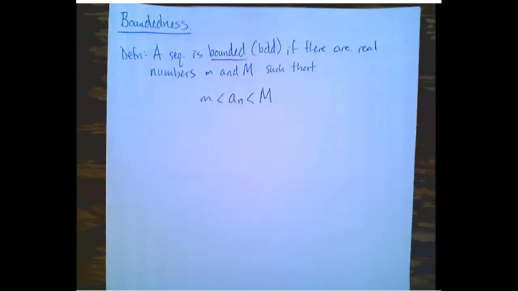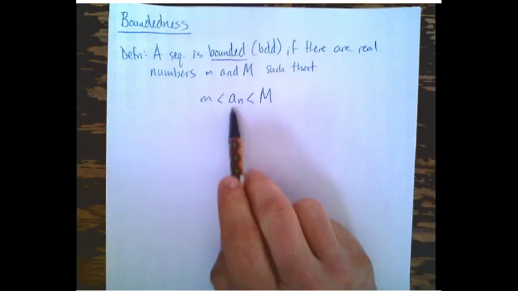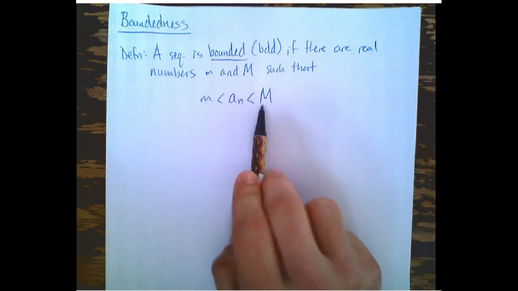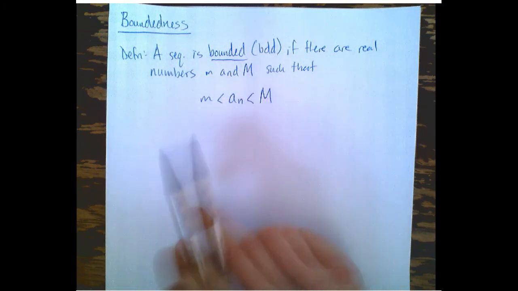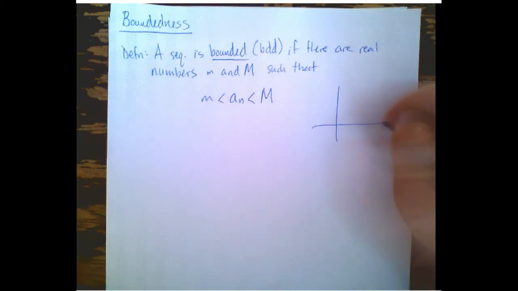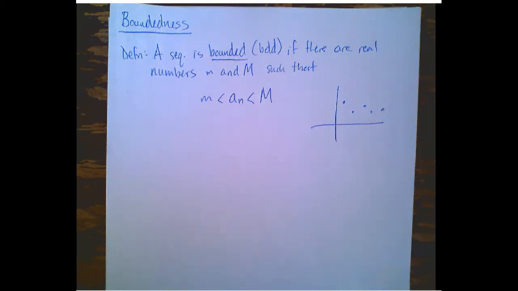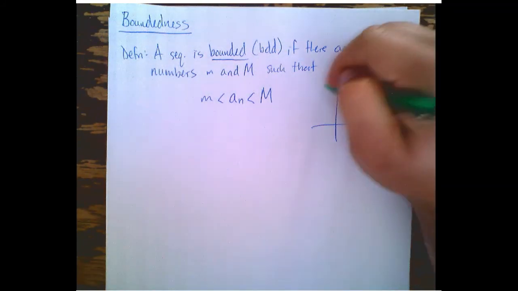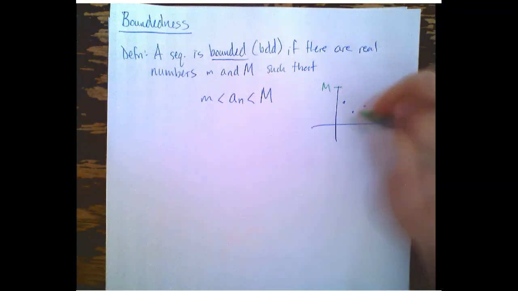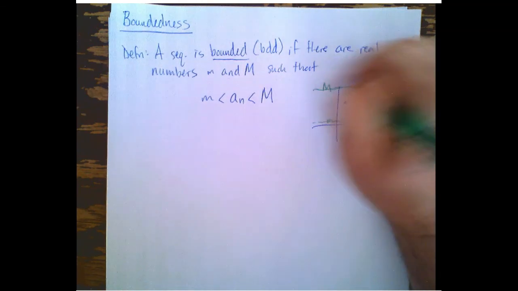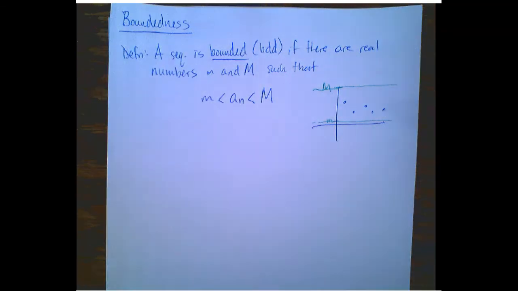We say that it is bounded if all the terms in the sequence are trapped between basically two horizontal lines. If all the terms can fit between two horizontal lines, maybe something like this. We'll have a value for big M up here. Let's say little m is right there. If all the terms in the sequence are contained within those two boundaries, then we call it a bounded sequence.